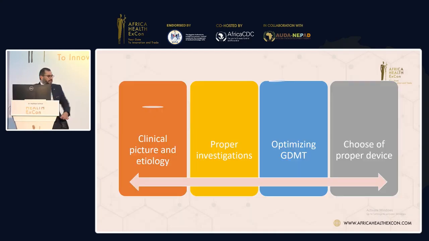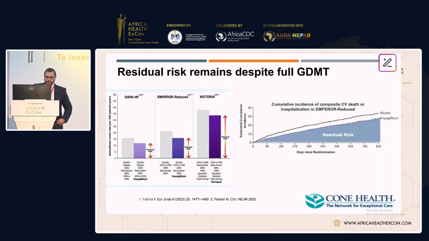And optimization starts with the thorough evaluation of the patient. It's not only fancy options, it's when and how you choose these options. This will include the clinical picture of the patient, the proper investigation, optimizing of guideline-mediated treatment, and choosing the proper device.